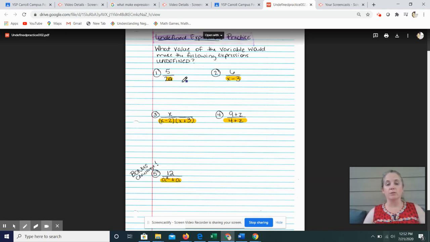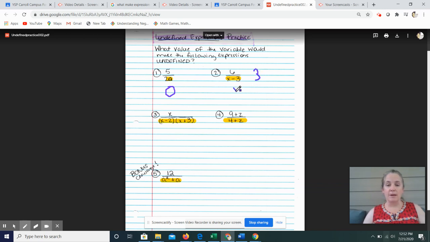2 times what would equal 0? Well, we know that anything times 0 equals 0. So A would need to be 0 for that bottom to be 0. What number minus 3 would equal 0? You probably can do that in your head and say 3.